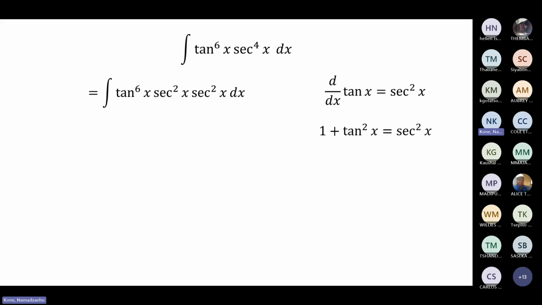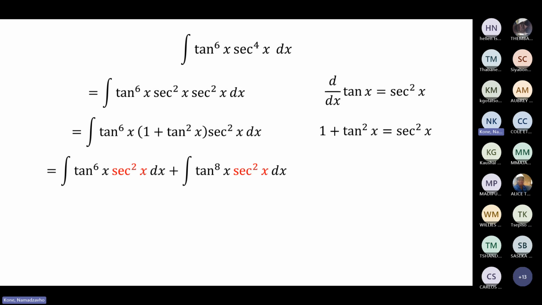And the identity looks like that. Then we use this identity and we put it in there. And now we get something that looks like this. And from there, we remove the brackets. And now it gives us this in 2 integrals. The first integral is when we multiply tan 6 with the 1 and sec squared x dx. The second integral is when we multiply tan power 6 x with tan squared.